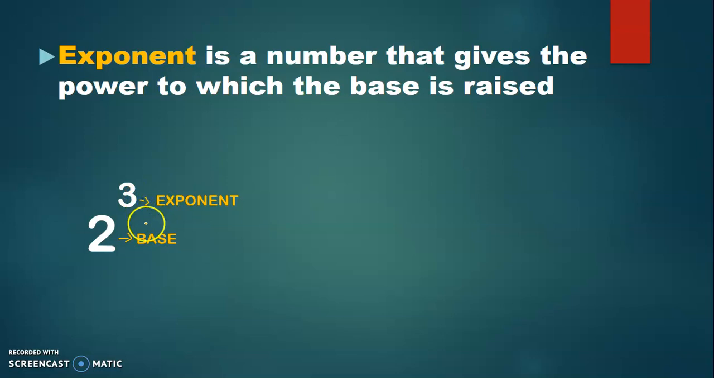So, itong base na to, ang ibig sabihin nito, kapag nakasulat na ganyan in exponential notation, itong base na to, ang imu-multiply mo ng 3 beses. Okay? So, elaborate natin mamaya. Again, this is called the exponential notation. So, 2 the base and then 3 the exponent.